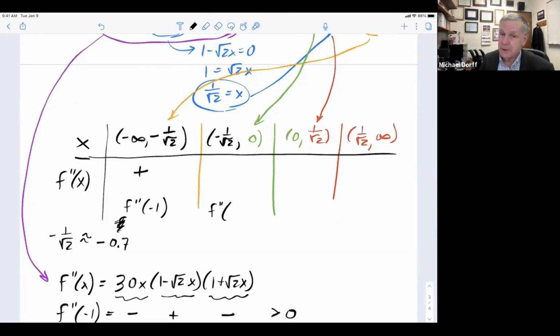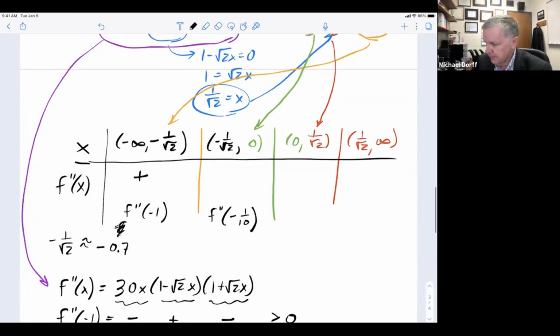This is a little bit difficult, but I'm going to just take -1 over 10. Because again, I remember -1 over square root of 2 is -0.7 approximately. So -1 over 10 works really well. If I do that and do the same process I've done before, I'm going to get a negative here. And then here, I'm going to take 1/10. I get a positive. And here, I'm going to take the second derivative at 1, and I get a negative.